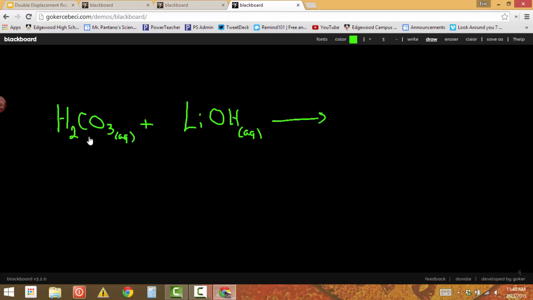Now, what are we switching here? The cations. Well, the cation in an acid is always H+. So the H+ is going to switch with lithium, which is +1. H+1, and lithium +1. H+, when it goes with OH-, forms HOH, which is also known as water, H2O.